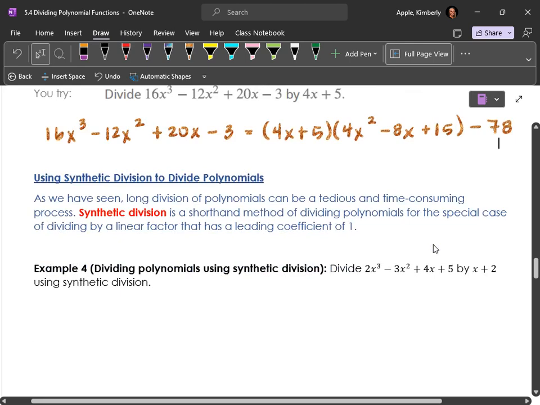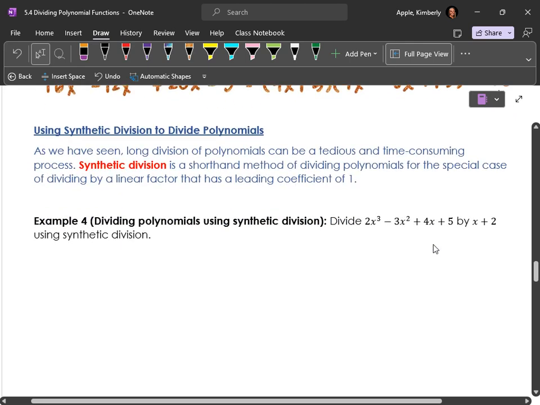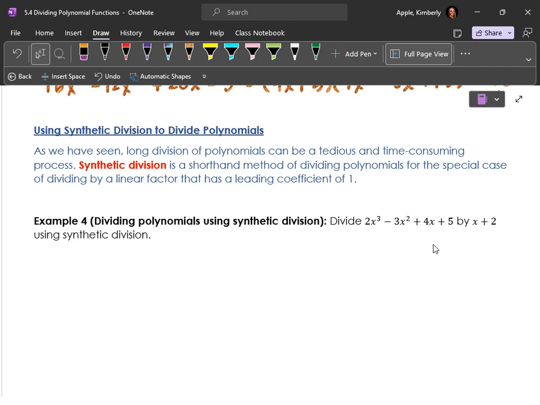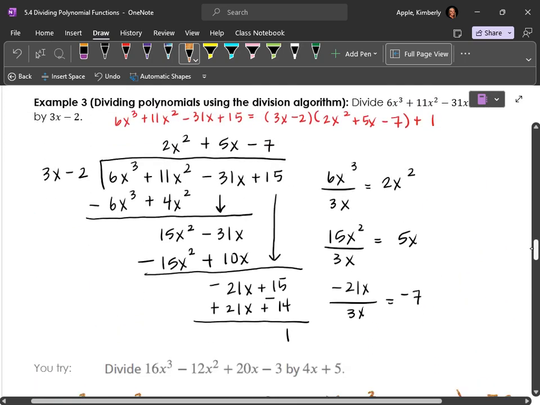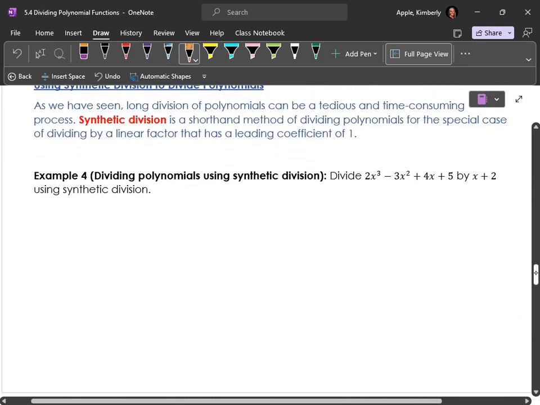All right, so now let's move on to using synthetic division to divide polynomials. And there's a very specific set of circumstances under which you can use the shorthand method of synthetic division. Notice that's in red, so you'll need to be familiar with the term. It only works when the divisor is a linear factor with a leading coefficient of 1. And so that's super important. So it can't be like this last example that I did where there was a 3 out front. It has to be a linear factor.